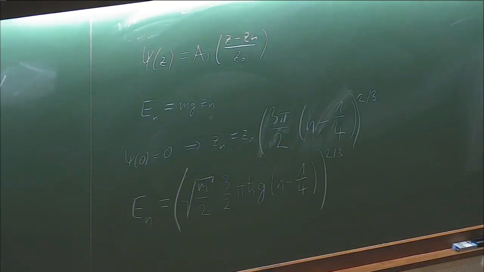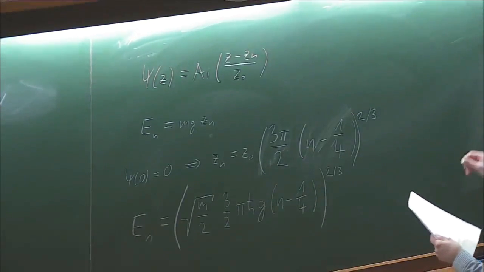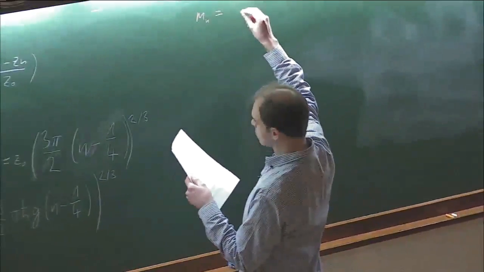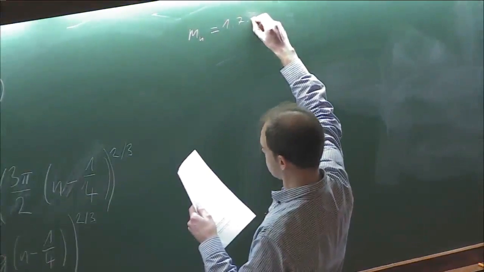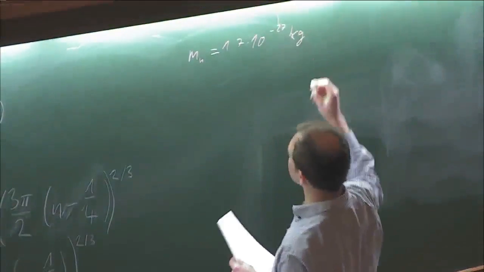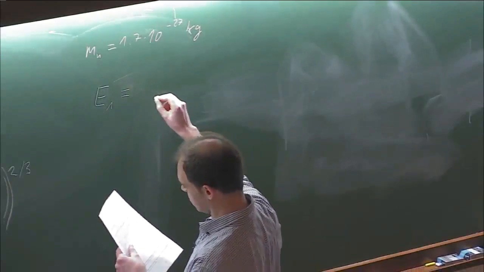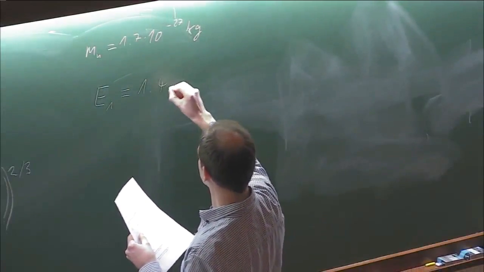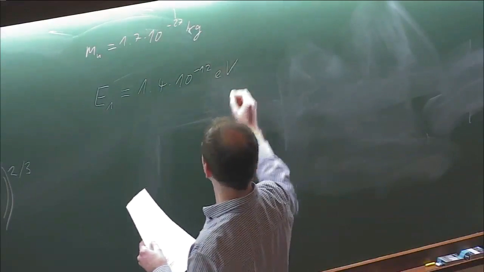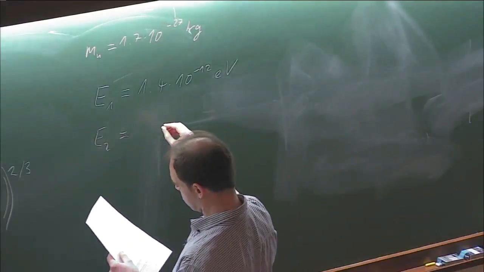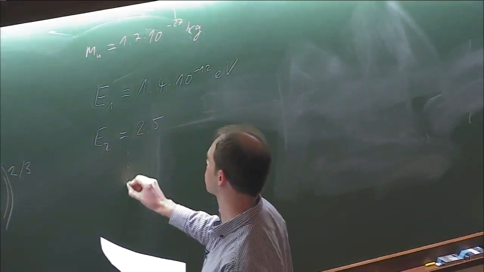If you actually insert g and insert the mass of a neutron, which is 1.7 times 10 to the minus 27 kilograms, then for the first value you get E1 equals 1.4 times 10 to the minus 12 electron volts, and for the second one, you get 2.5 times 10 to the minus 12 and so on.